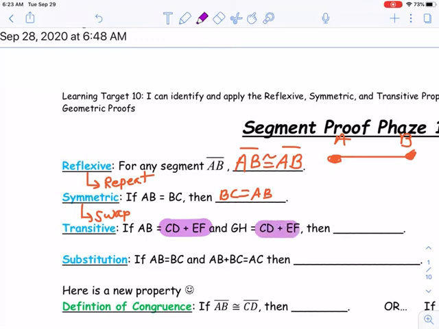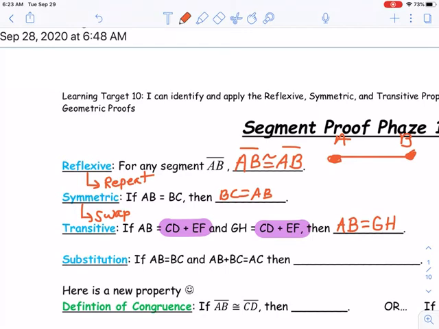Transitive. Notice how AB is equal to CD plus EF, and GH is equal to CD plus EF. Since they're equal to the same thing, they must equal each other. That's the transitive property. In the transitive property, the lines are kind of blurred with substitution here and there, and we'll just discuss it throughout the unit.